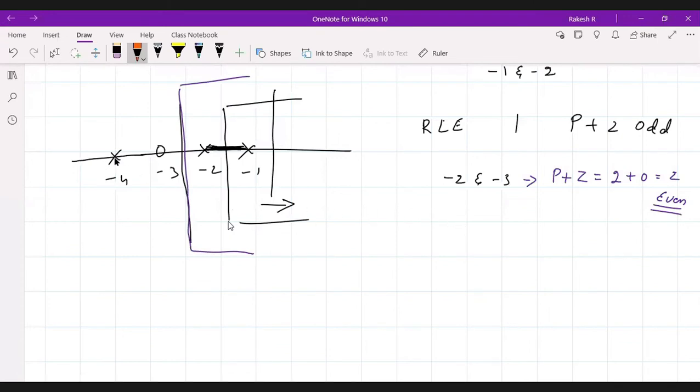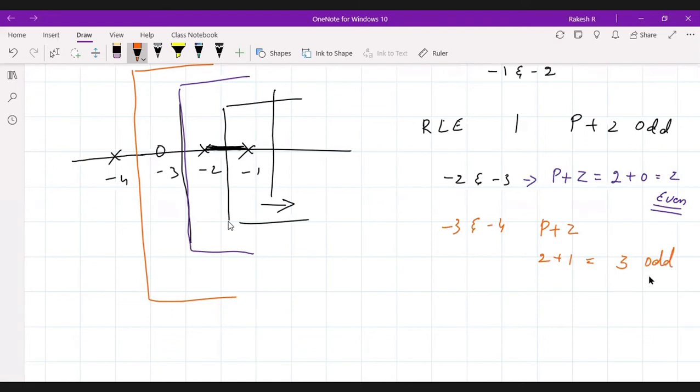Next, I'll take in between minus 3 and minus 4. Towards the right of this, count how many poles and zeros are there. P plus Z: poles are 2, zeros are 1. Here we have 2 poles and 1 0. So it will be 3, which is again odd. So in between these two, the root locus exists here.